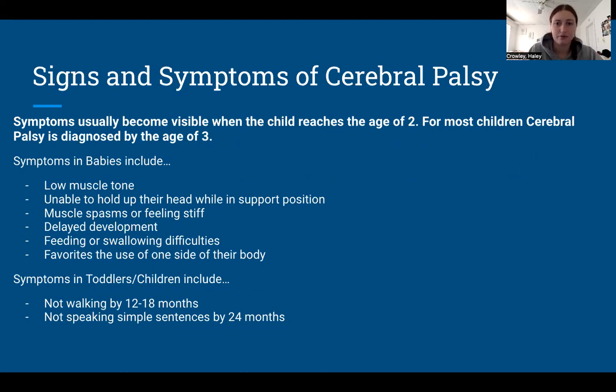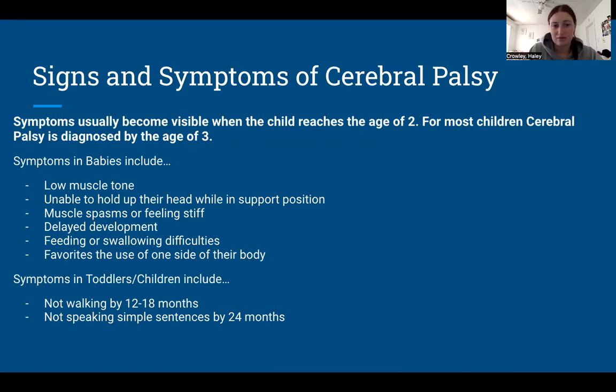Signs and symptoms of cerebral palsy. Some symptoms usually become visible when the child reaches the age of 2. For most children, cerebral palsy is diagnosed by the age of 3.